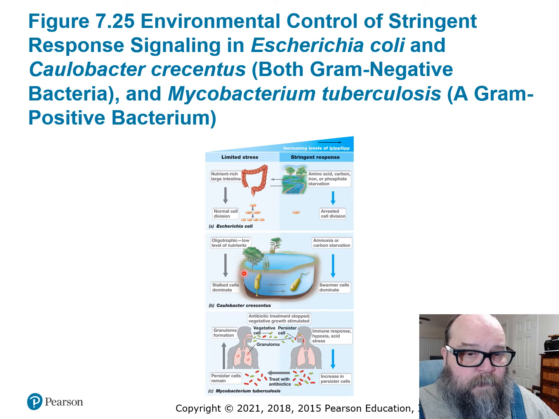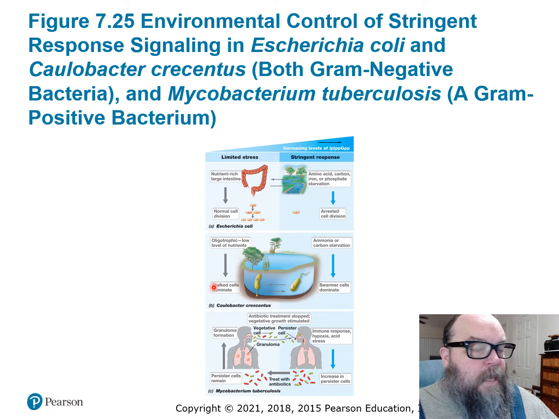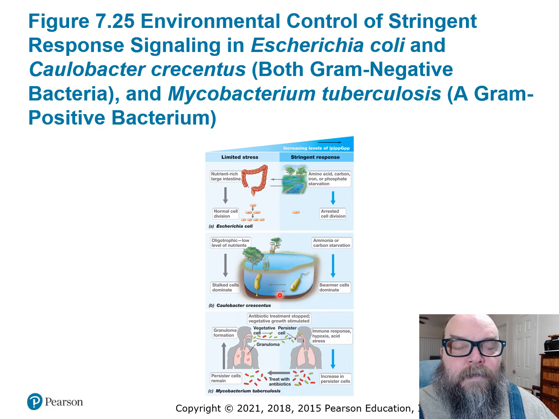The figure from the textbook, 725, is just showing you normal, limited, stringent responses. E. coli, Caulobacter. Sorry, I said Caulobacter is an enteric. It's not an enteric. I don't know why I said that. It's a gram-negative soil microbe. It's one of those that has the stalks. In stress response, the stalk releases and then it swims away somewhere else. And then it will attach and live there happy for a while until stress response, swims away, goes somewhere else. I misspoke.